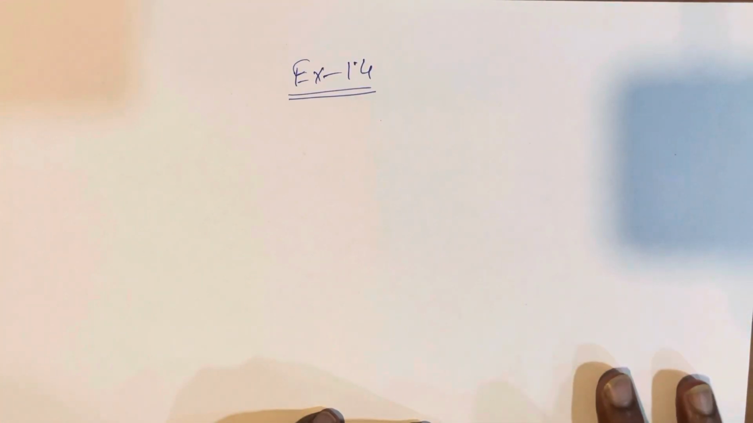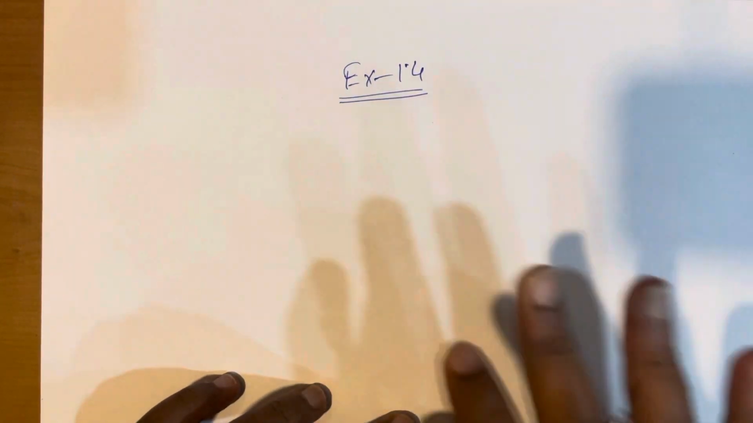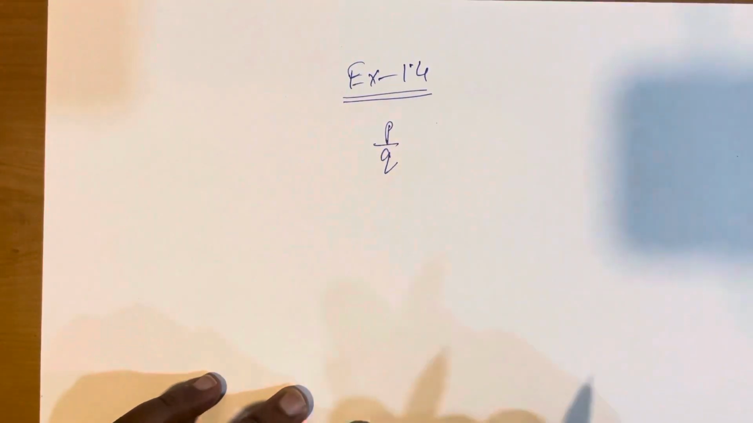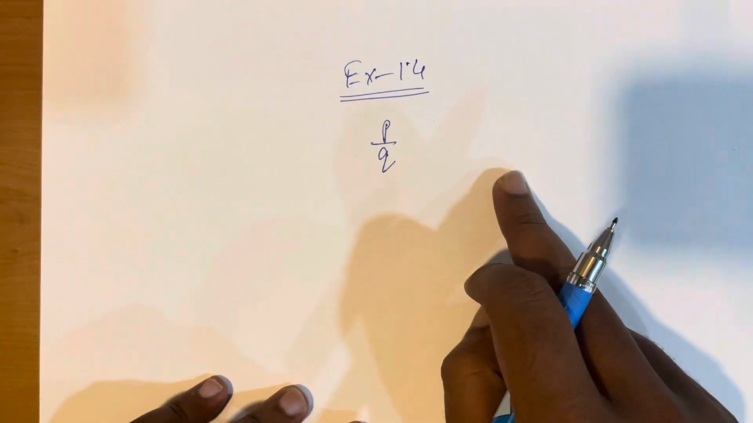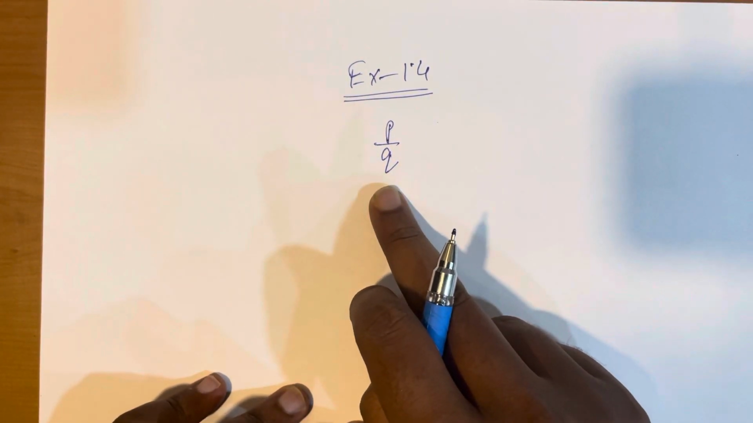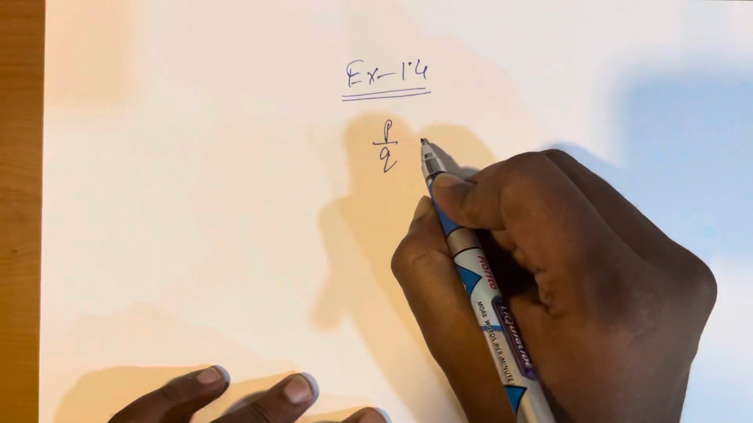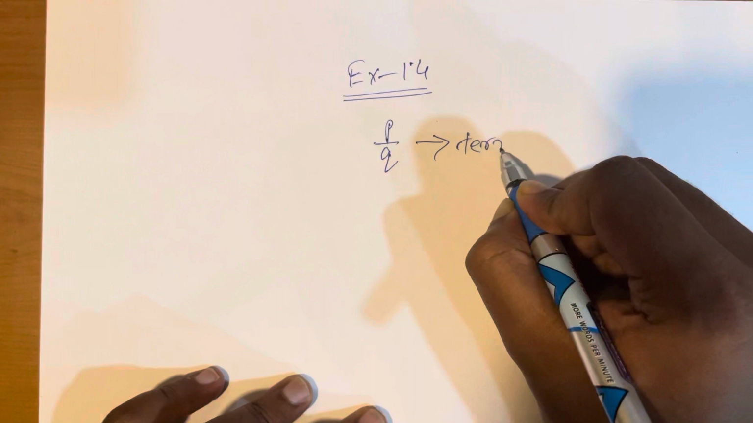So what is the theorem? The theorem states that if there is a rational number which is in the form of p by q, if p by q is a rational number, then how can we determine whether this rational number would be a terminating one or non-terminating one?